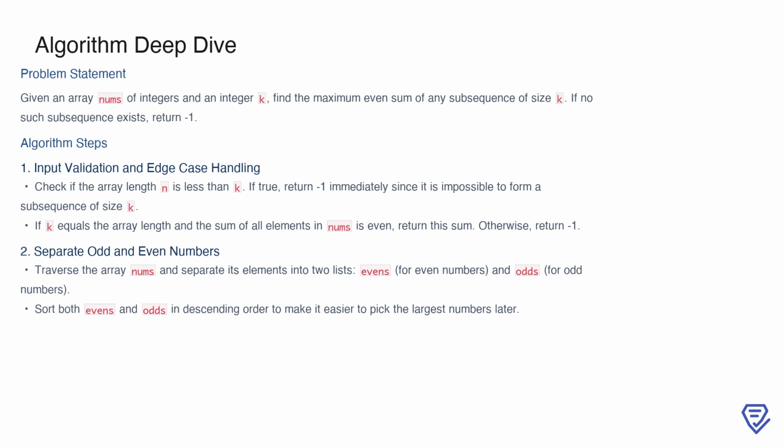To tackle this, we start by validating the input and handling edge cases. For example, if the array length n is less than k, forming a subsequence of size k is impossible, so we return -1 immediately. Additionally, if k equals the array length, we simply sum all elements in the array. If this sum is even, we return it, otherwise, we return -1.